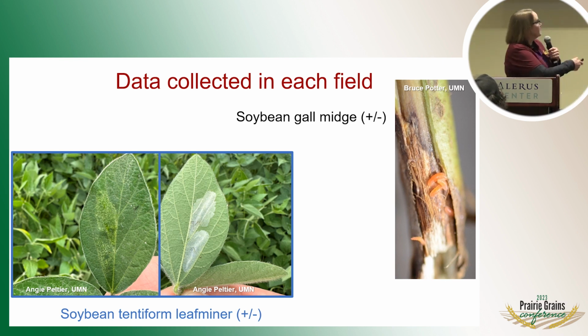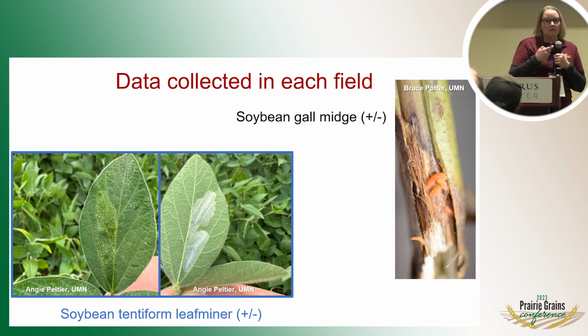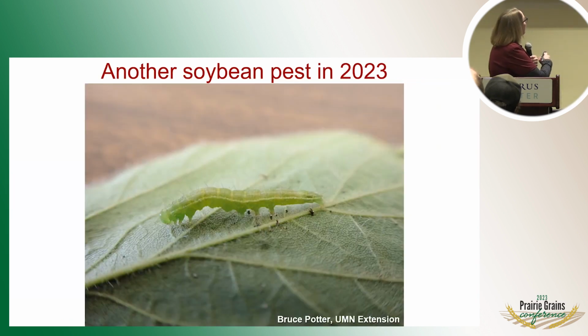What you can see here is that they create this little mine as they eat away the tissue, and then it's very hard to see from the top of the leaf. So if you have a habit when you go out and scout your soybeans of just flipping over leaves, that's really hard to miss. If you see something and aren't really sure, just give me a call.